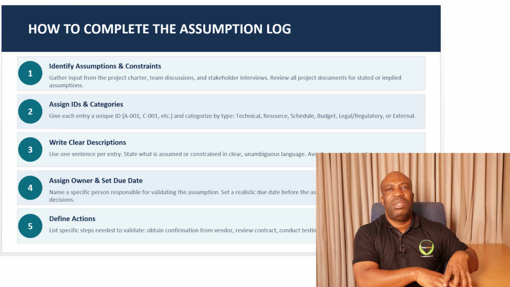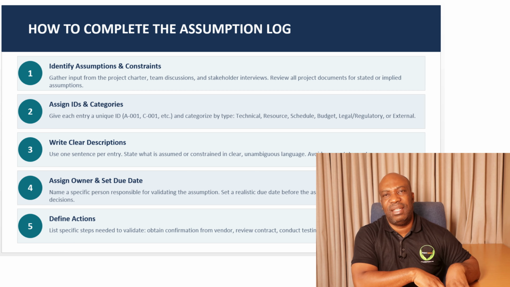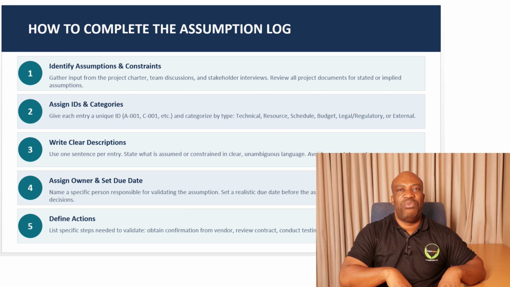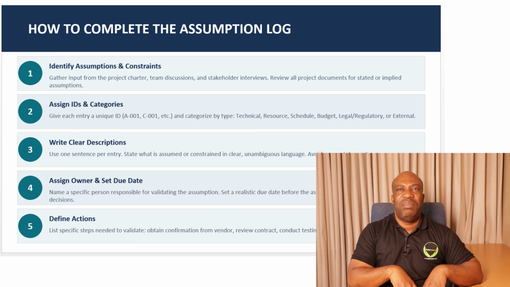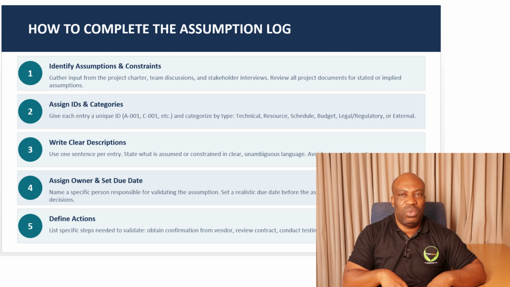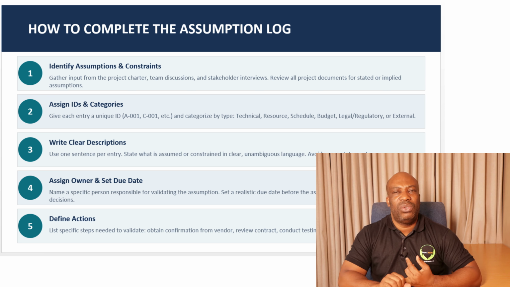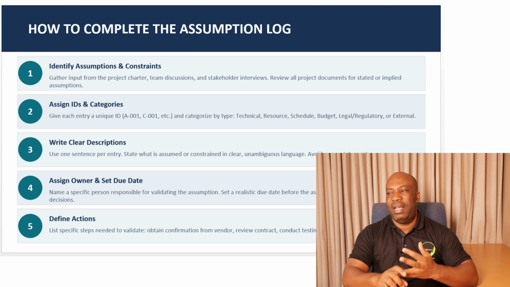If it's possible, try to put the actual name of the person who's going to validate that assumption, who's going to prove, who's going to make sure that the assumption is something that can be used throughout the project, or something that can be proven untrue and therefore moved to become a risk. So there must be a responsible party set up, and also the due date should be there.